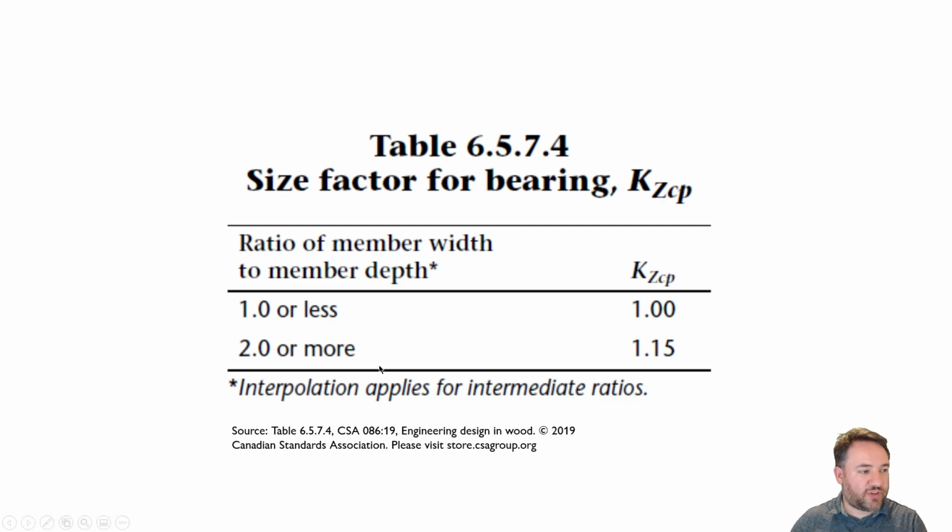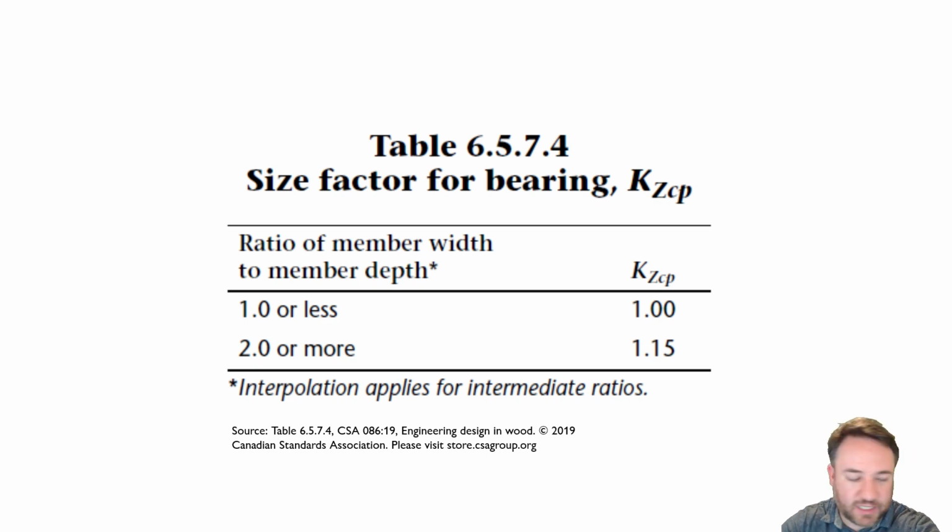Okay, table 6.5.7.4. We can see here that if the ratio of member width to depth is 1 or less, which means basically you have a vertical piece like this because width here is small, depth is big, therefore it's always going to be less than 1, then KZCP is 1.0. If it's 2 or more, like this one is, so this is width divided by depth is 2.0 or more, then I get to bump it by a little bit. KZCP goes up, I increase my strength by about 15%, which is a pretty good bonus. And if I have something in between, then I can interpolate.